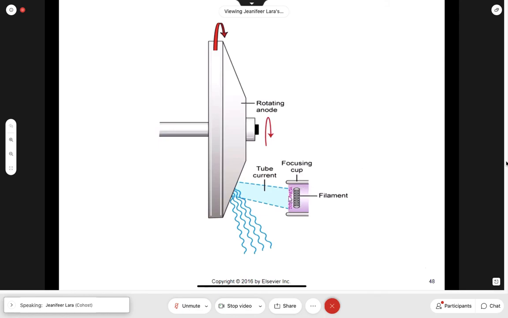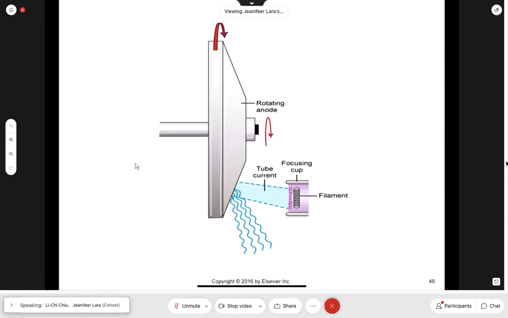So now we have a cloud of electrons. Does everyone see my cloud of electrons? They are sitting inside of the focusing cup because the focusing cup has been energized to keep this space cloud together. But something is going to happen because this cloud is stationary. It's not moving. I cannot make X-rays unless I can get these electrons to move. Well, what charge does the anode have?